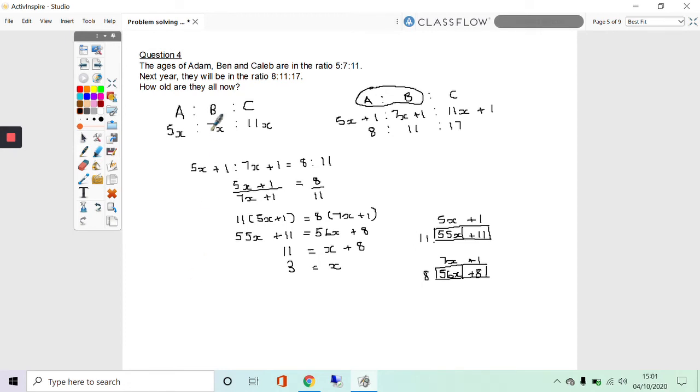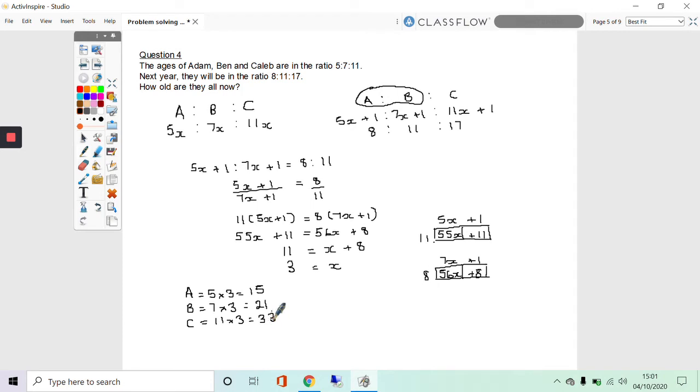So how old are they now? So that's my original ratio. So Adam is going to be 5 times x, so he's going to be 5 times 3 years old, which is 15. Ben is going to be 7 times 3 years old, which is 21. And Caleb is going to be 11 times 3 years old, which is 33.